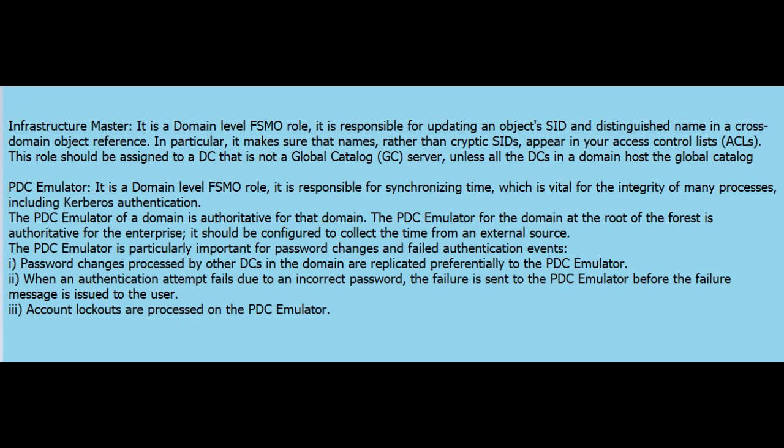Infrastructure Master, it is a domain-level FSMO role. It is responsible for updating an object's SID and distinguished name in a cross-domain object reference. In particular, it makes sure that names, rather than cryptic SIDs, appear in your access control lists, ACL. This role should be assigned to a DC that is not a global catalog, GC, server, unless all the DCs in a domain host the global catalog.